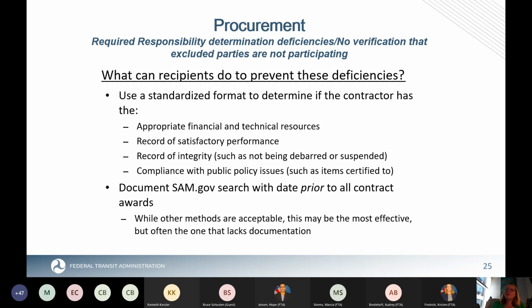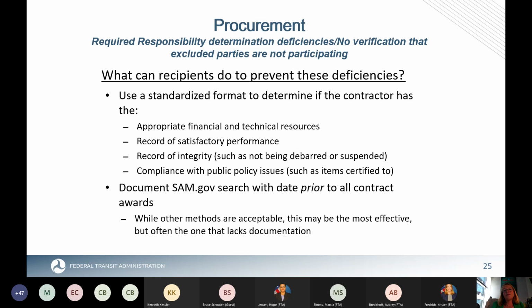The next 2, some folks struggle with: what does it mean? So record of integrity, such as not being debarred or suspended, either locally or federally, could be an input into integrity. Compliance with public policy, such as all the things they certify to in your procurement. Are they in compliance with Buy America, with the disadvantaged business enterprise requirements, those types of public policy issues? And so if you use a standardized format in your agency to conduct these, then you may have a better, consistent way of demonstrating compliance.